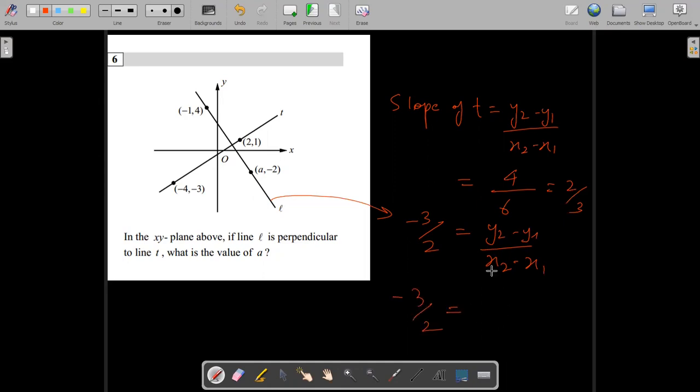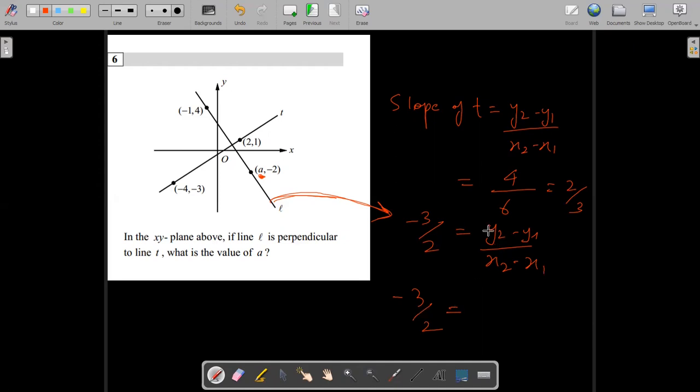For line L, we can use the same thing. -3 over 2, that is the slope, is equal to y2 minus y1 divided by x2 minus x1, right? Wait, we're trying to find the slope of L, but I thought we already had it. We have already done that, but we have to calculate the point, the coordinate, right? So that's why we have to use the slope and point relationship.